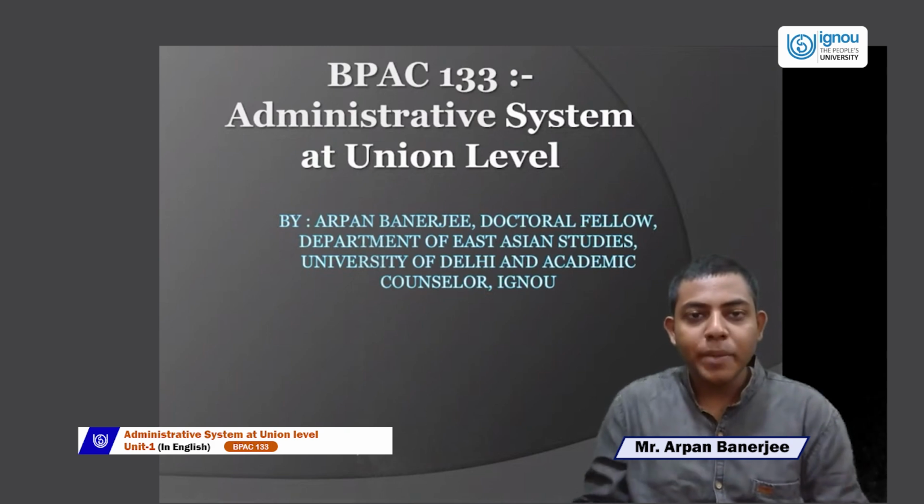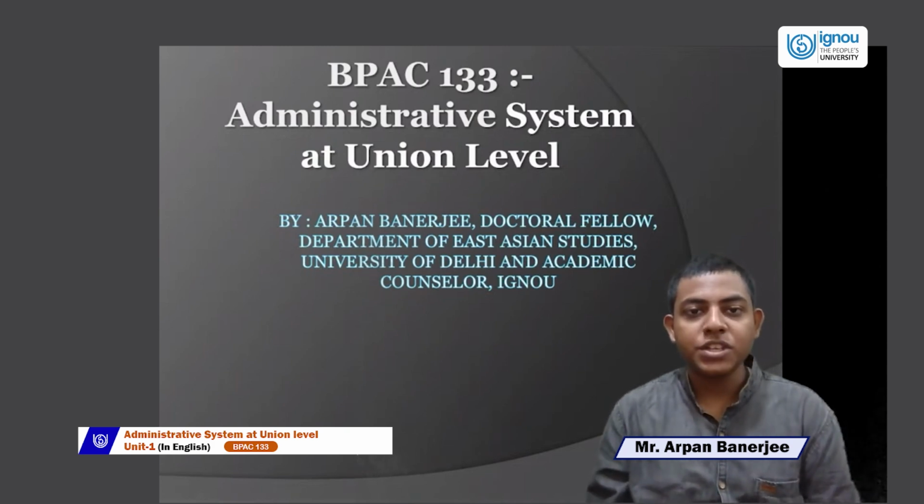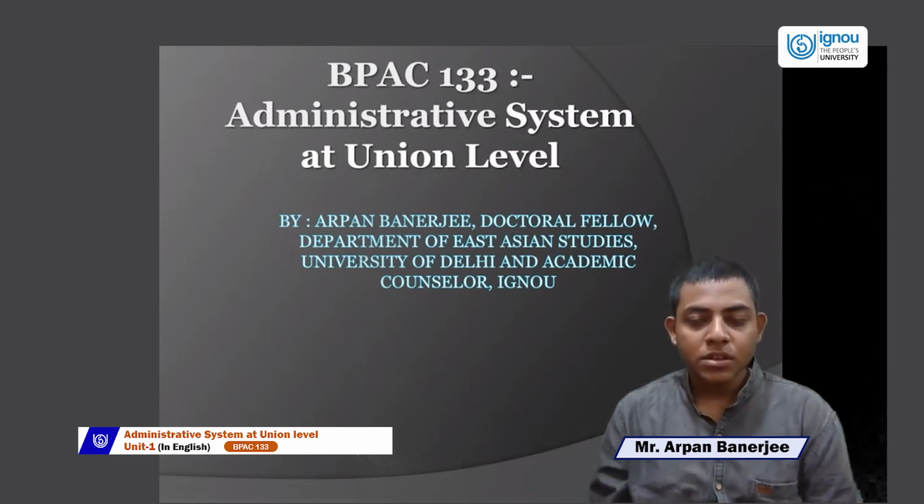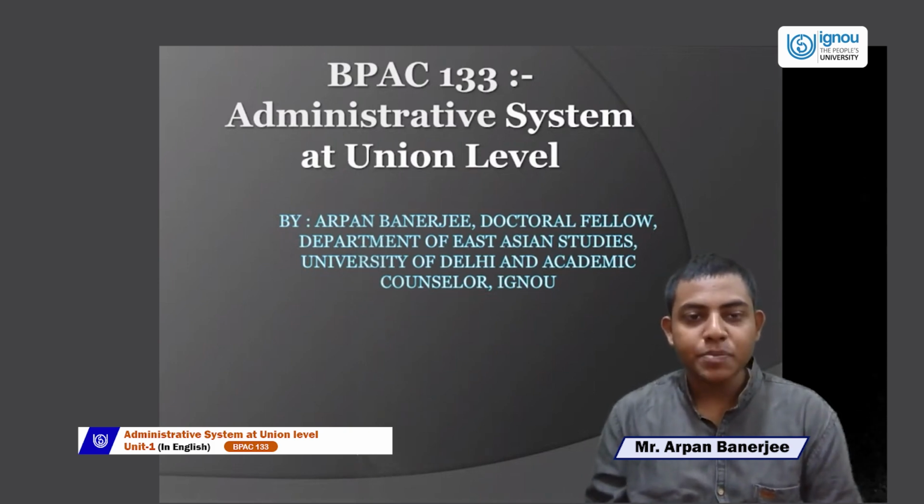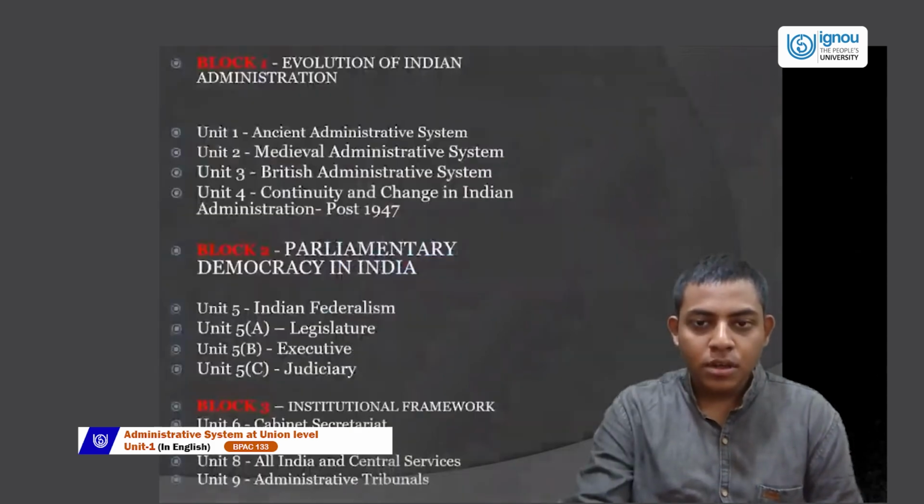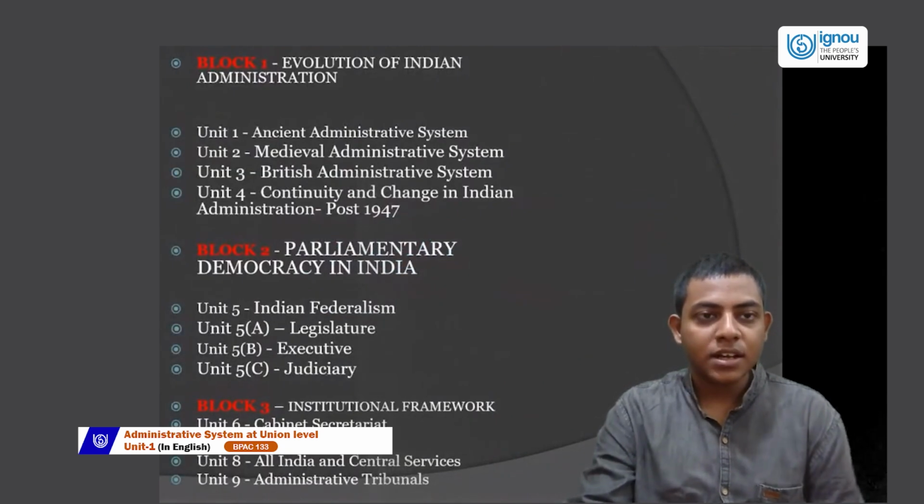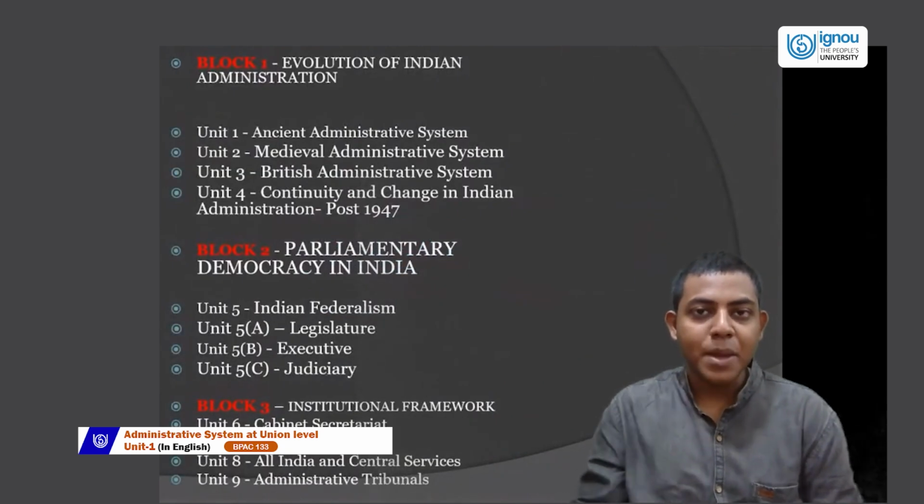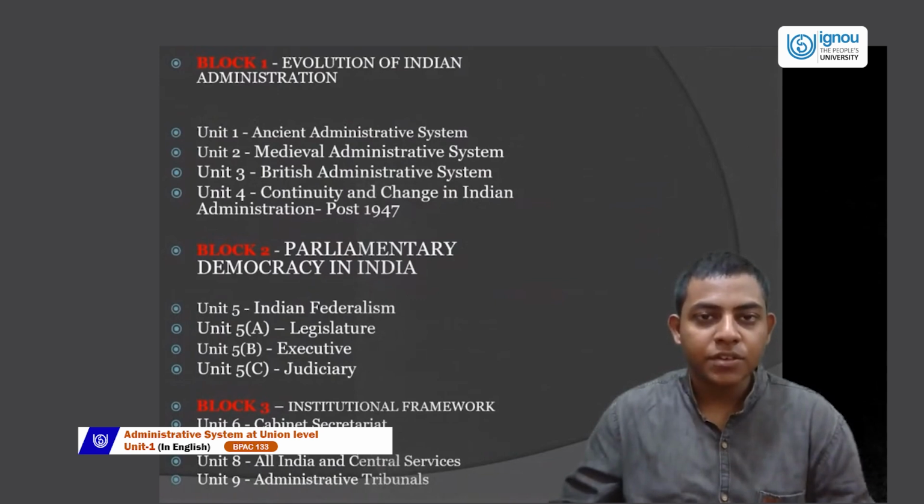I am going to teach you the paper, Administrative System at the Union Level, the code of which is BPAC 133. So, let us begin with this paper, that is Administrative System at the Union Level. Let us first see the syllabus of this paper.